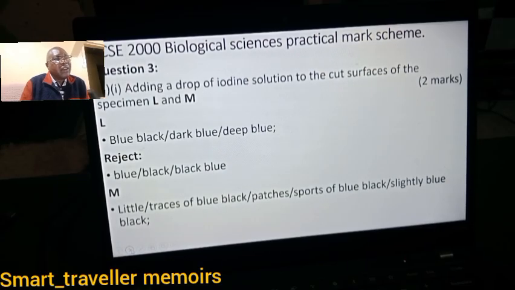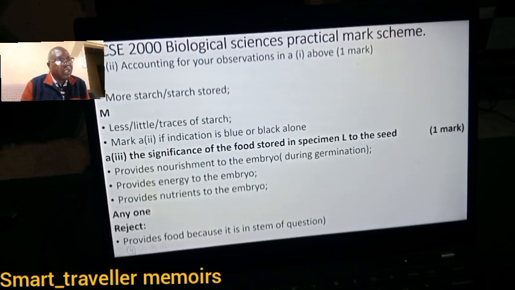A3, the significance of the food stored in specimen L to the seed is provides nourishment to the embryo during germination, provides energy to the embryo, provides nutrients to the embryo. During germination is not necessary to be said. You can just say provides nourishment to the embryo. Any one, you get your 1 mark. But reject provides food because it is in the stem of the question.